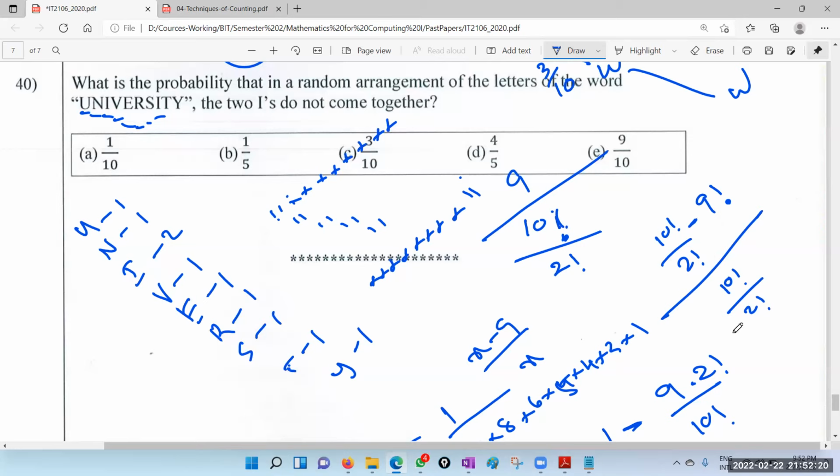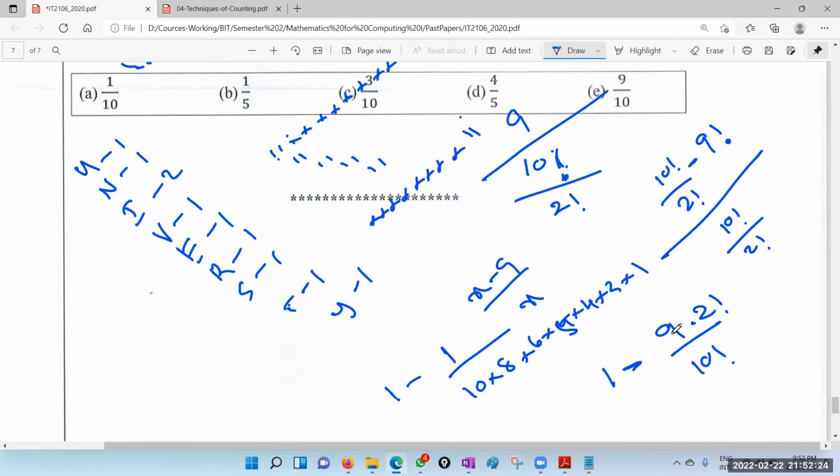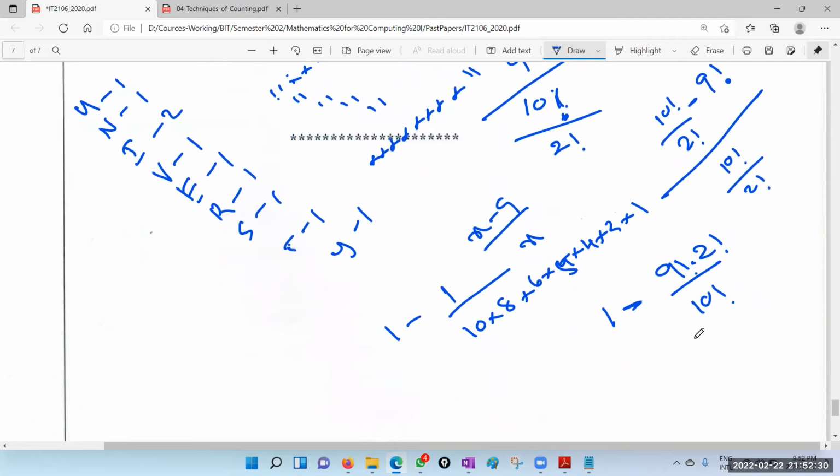This is 1 minus factorial 9 factorial 2 divided by factorial 10. Okay, so then this is 1 minus this, and 9 factorial and 9 factorial will get cancelled out. Only 10 will be there. 2 into 1 divided by 10.